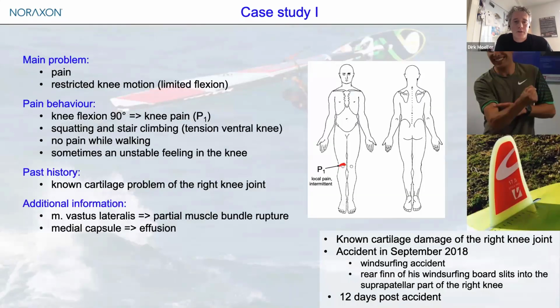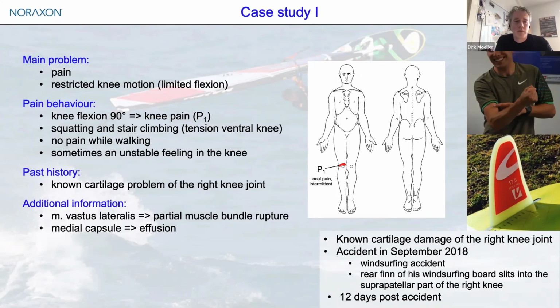So here's again the body chart. Here's a local pain above his patella. The main problem was pain and a restricted knee motion, limited flexion. His pain behavior was at knee flexion of 9 degrees, and he has knee pain, a P1 pain. Squatting and stair climbing, he gets a tension feeling in the ventral knee area. During normal walking, he has no pain, and sometimes he has an unstable feeling in the right knee joint.